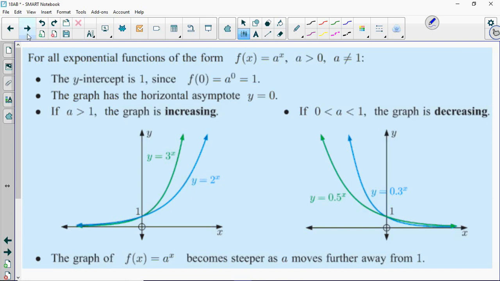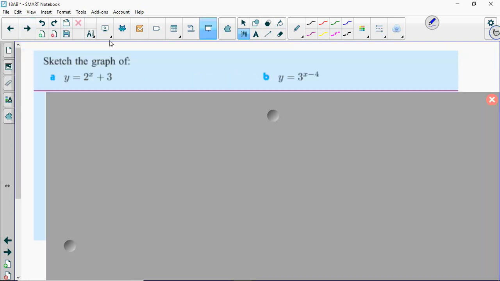All right, now let's start transforming. So we're going to try to sketch a couple of graphs here. 2 to the x plus 3. So forget about the 3 for a second. What do I know about 2 to the x? I know it's going to have a y-intercept of 1. I know it's going to have a horizontal asymptote of 0. But now, the plus 3 is going to move the whole graph up 3 units. So now it's going to have a y-intercept of 1 plus 3, so that's 4, and it's going to have a horizontal asymptote of 3. And that's really all the important information I need to know.